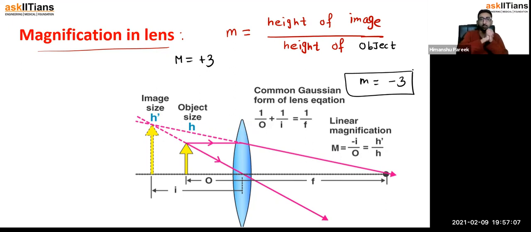So guys, in front of you, you have the object kept of the size h, and that's a convex lens. And which case is this? Try to figure it out.